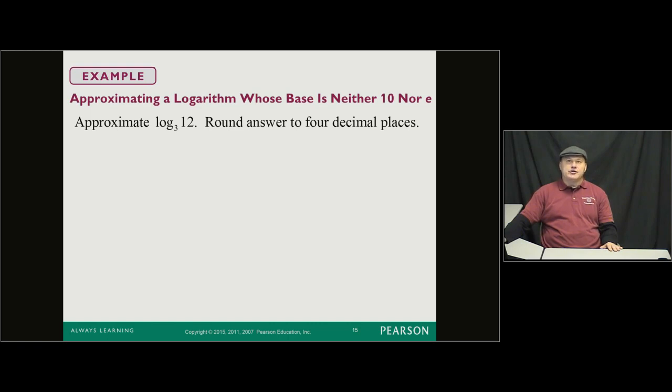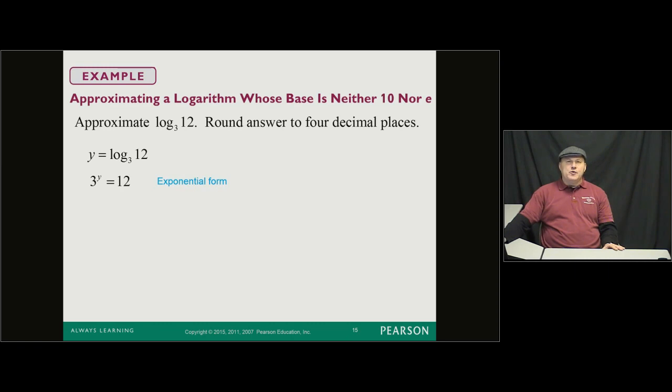So round the answer to 4 decimal places. What we're going to do is set that equal to y. Again, we did a problem like this in a similar video. What we need to do is figure out what y is. So we need to change this to exponential form. The first thing we do is change this to exponential form, so it'll be 3 to the y power equals 12. And there it is.